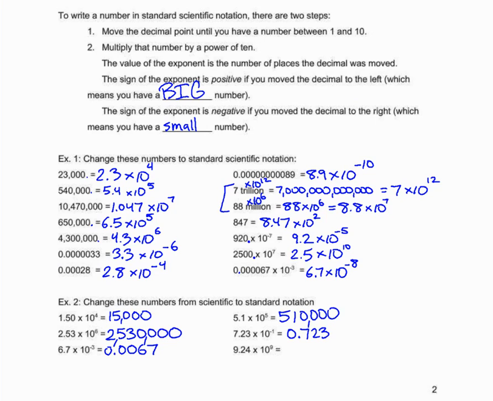Last one, 9.24 times 10 to the ninth power. Here's my 9. So 1, 2, 3, 4, 5, 6, 7, 8, 9. We move the decimal to the right 9 places, and we come up with 9,240,000,000.